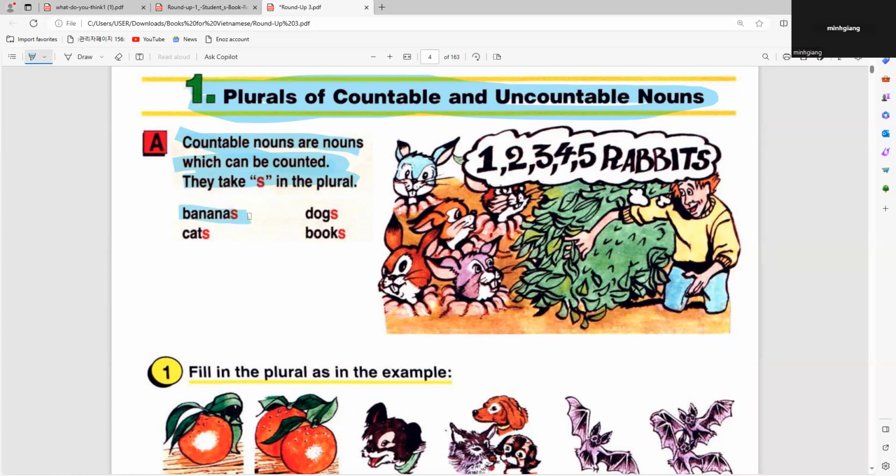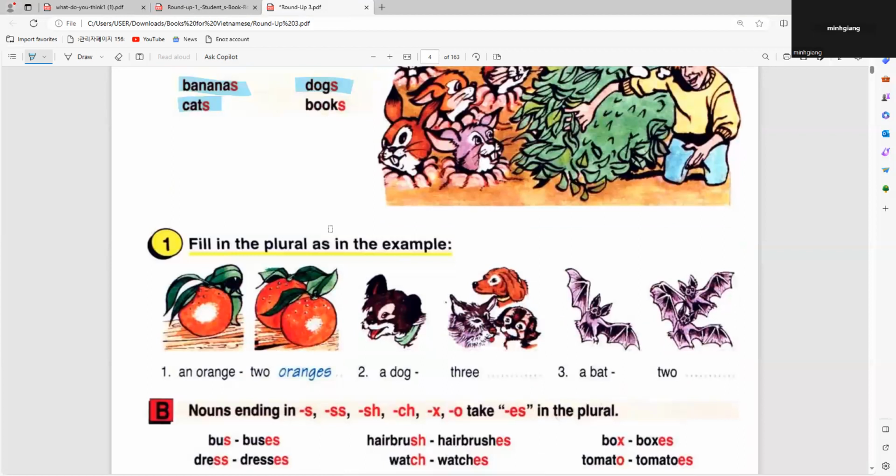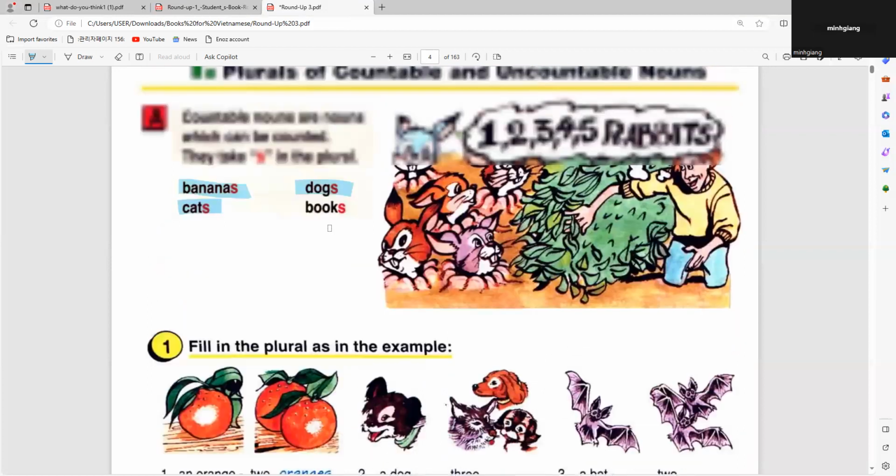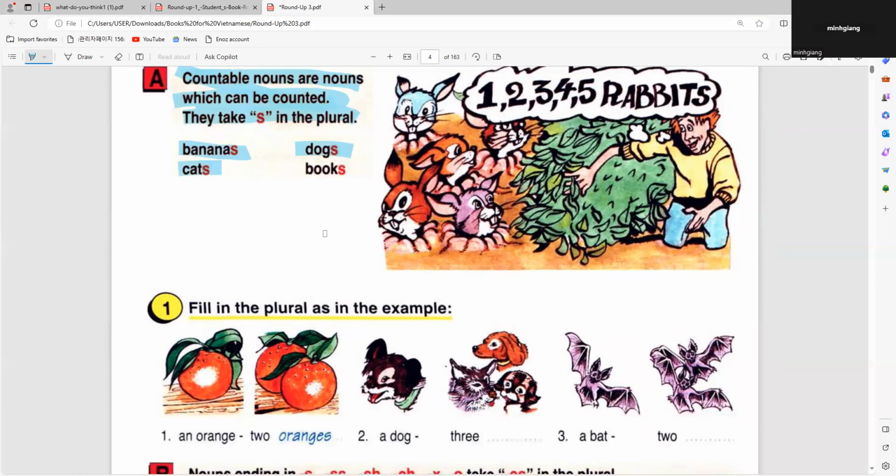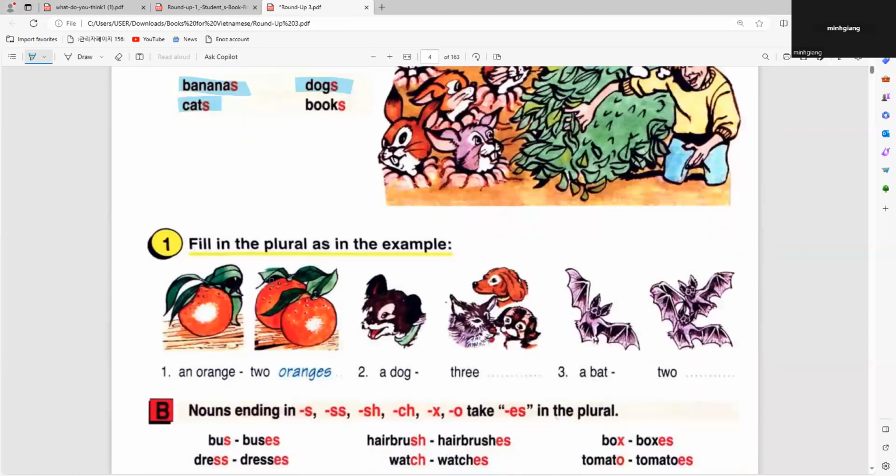This one is B. Please read. Bananas. Okay, next word is cats. That's correct. Dog, next. Okay, book, and the last one is wood. Okay, give me an example you can easily count. Okay, so boots, dogs. Okay, you understand now? You will add S. Bananas, cats, dogs, boots.